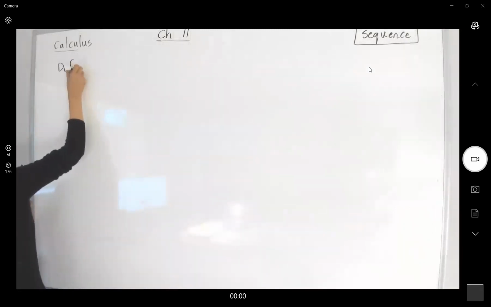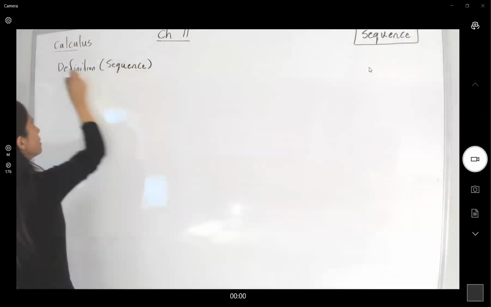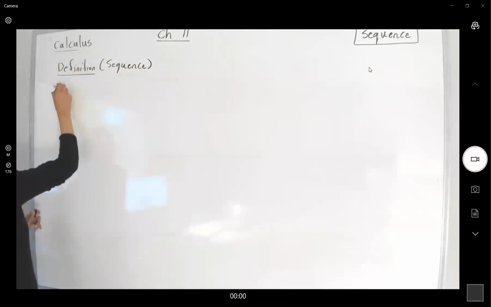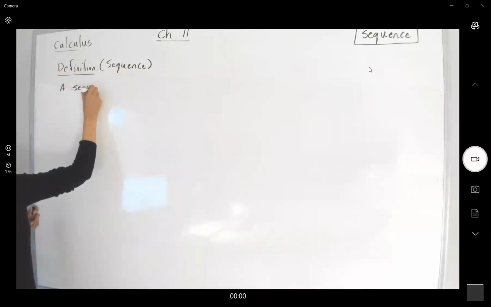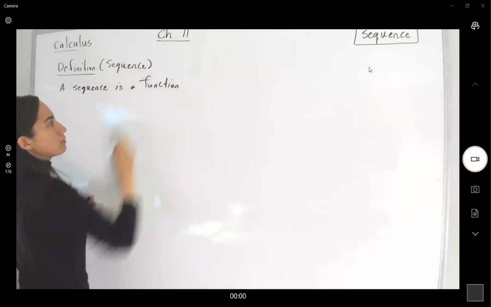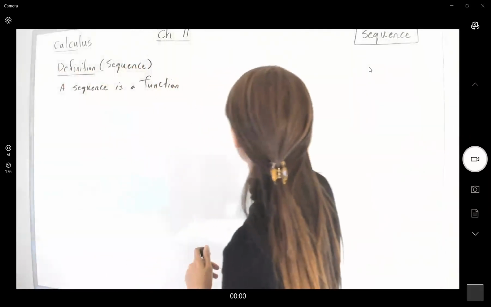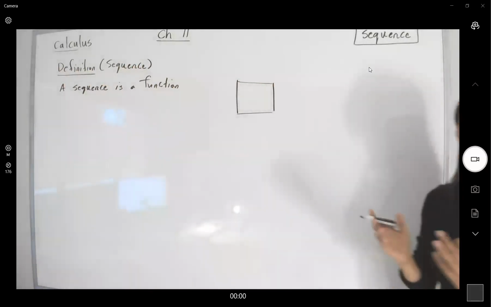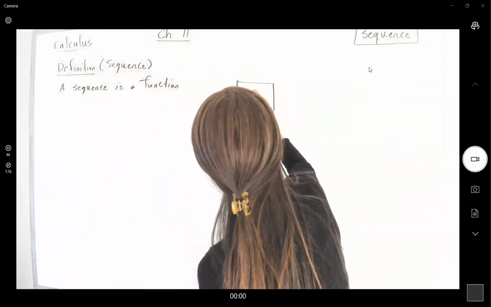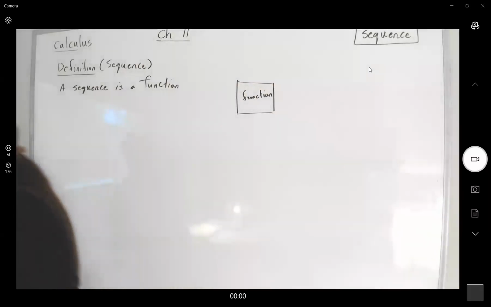Definition of a sequence. A sequence is a function. It means that you have some input values and you have some output values. So here you have a machine. This is your function. The name of this function is sequence. Here you have some input values and some output values.